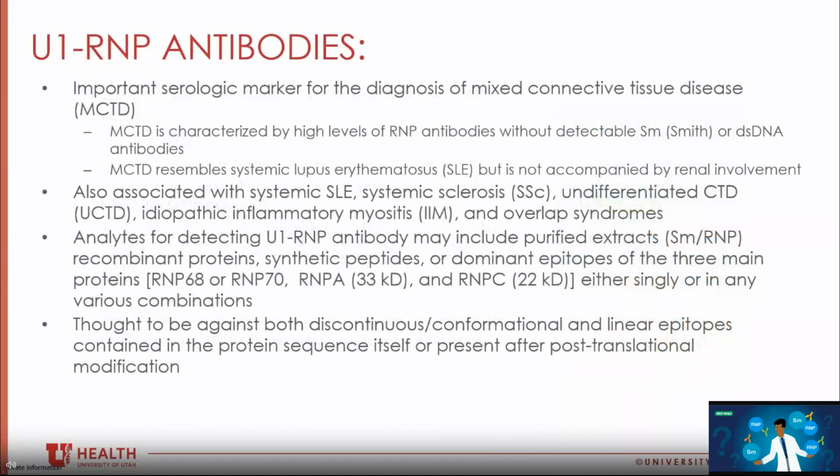Although anti-RNP is an important serological marker for the diagnosis of mixed connective tissue disease, it can also be present in other forms of systemic autoimmune rheumatic diseases, including lupus, systemic sclerosis, undifferentiated connective tissue disease, myositis, and overlap syndromes. But anti-RNP usually occurs at lower titers in those diseases than the titers observed in mixed connective tissue disease. Early and accurate diagnosis of systemic autoimmune rheumatic diseases is challenging, owing to the wide, often overlapping spectrum of symptoms.